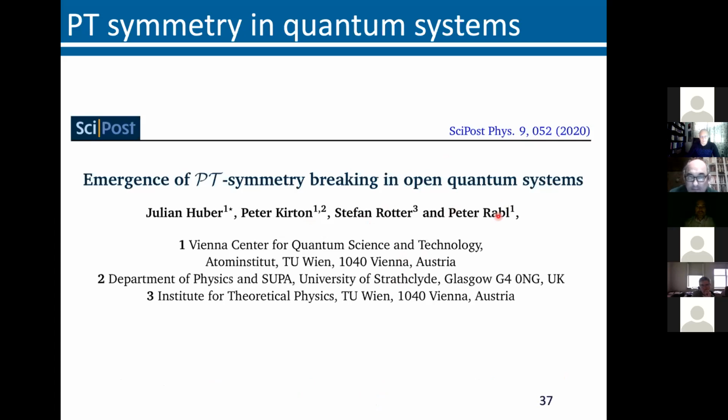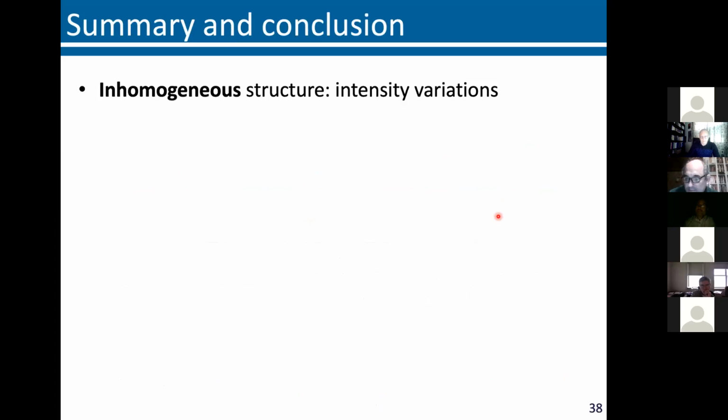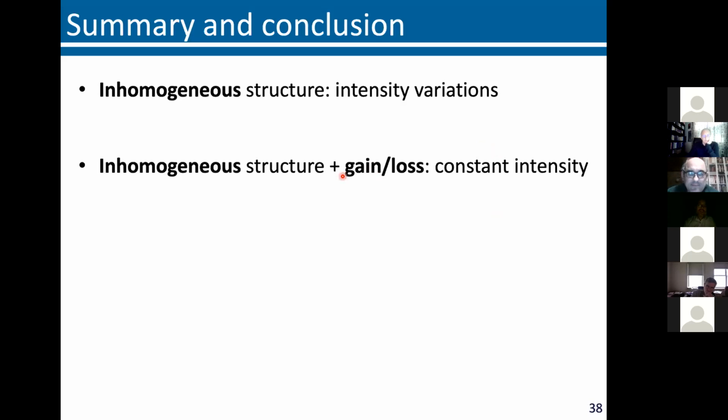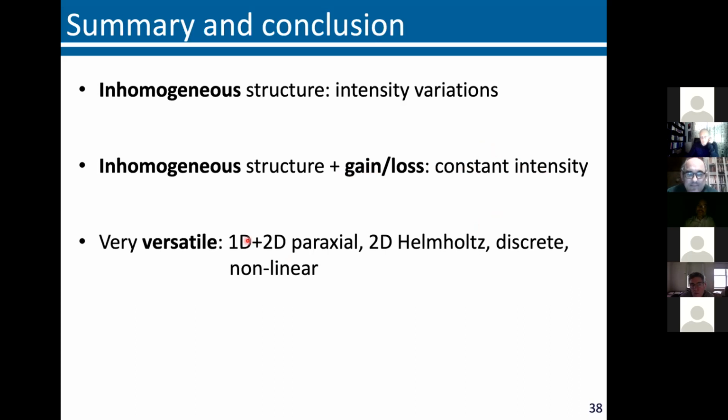Okay, with this, let me just summarize. Typically in optics, if you send a light through an inhomogeneous structure, you get intensity variations and interferences. But if you add the right amount of gain and loss, then you can manage to get a wave with the special feature of having a constant intensity. This concept is very versatile. It works in 1D, 2D paraxial, 2D Helmholtz, discrete and nonlinear systems.